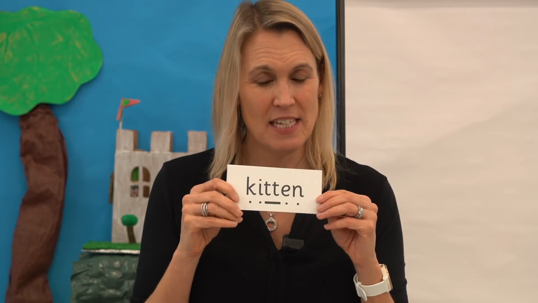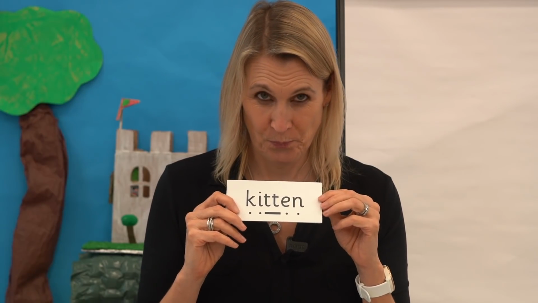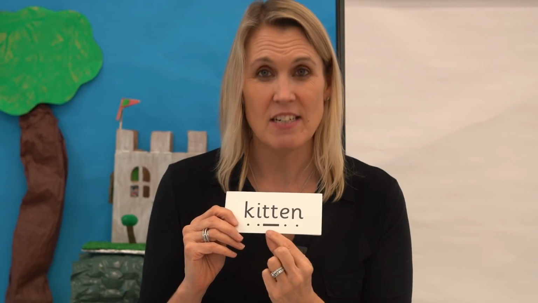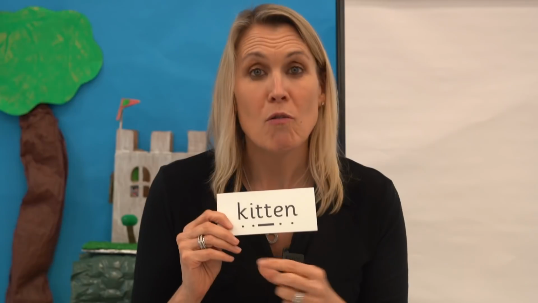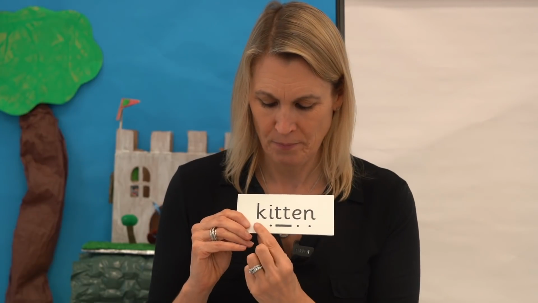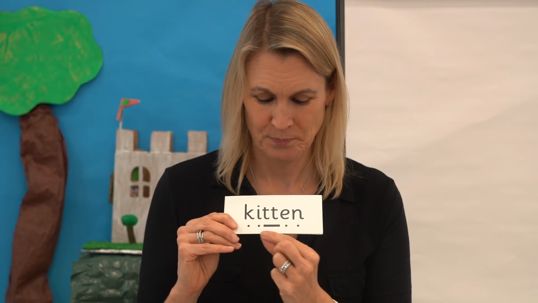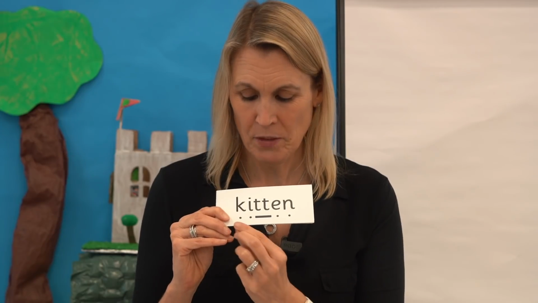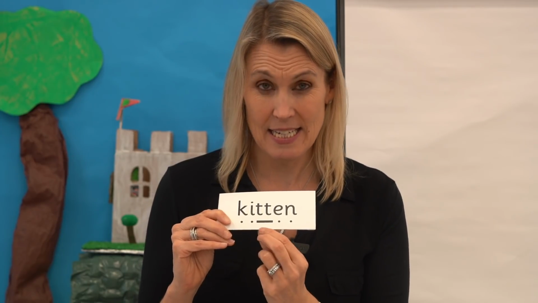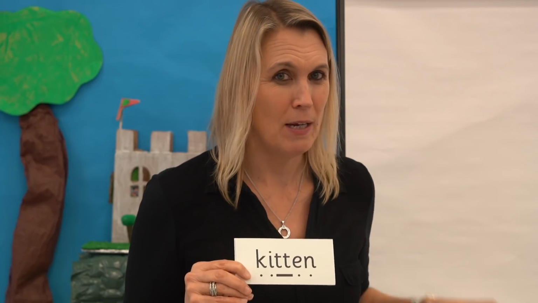Okay, shall we try another one? Have a look at this one. Can you spot the digraph? Two letters, one sound. Yes, here is a digraph. It makes the sound t. Read each sound as I point, then blend and read the word. It's a longer word, so let's chunk it up. Read it with me. K, i, t, kit, e, n, kitten. Remember my beautiful kitten.